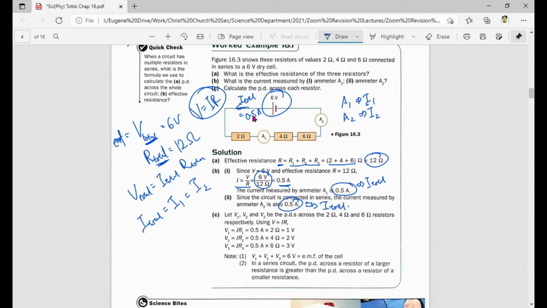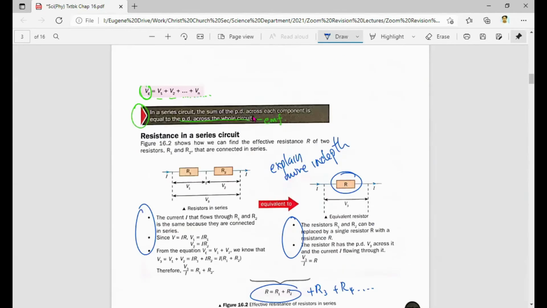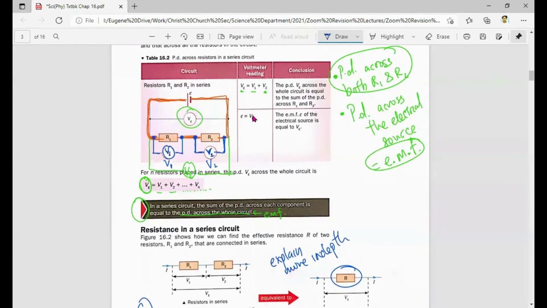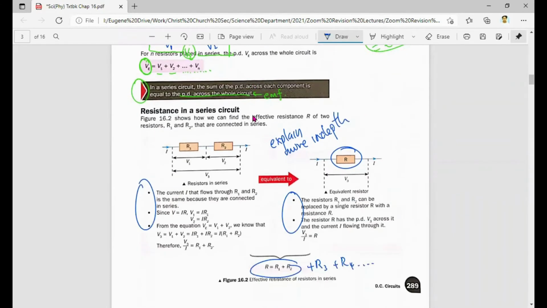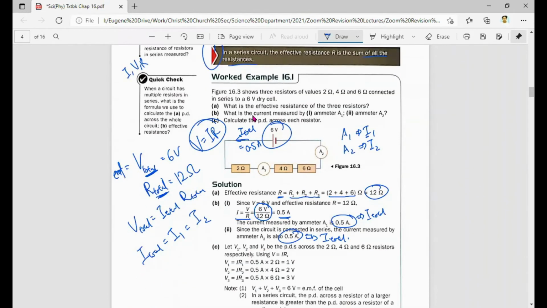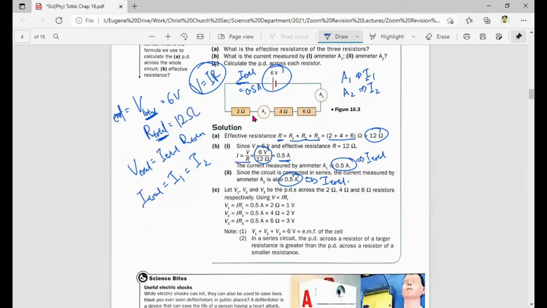Okay? So this is for this B part 1. Part 2 is really to measure the current, applying the idea that current in a series circuit is the same throughout. Next, let's calculate the potential difference across each resistor. We know that for each resistor, the potential difference will be different. Why? Remember, in a series circuit, the sum of the PD across all the components will be equal to the PD across the whole circuit. So the PD across 2 plus the PD across 4 plus the PD across 6 must add up to 6. They will be different since they are different resistors.